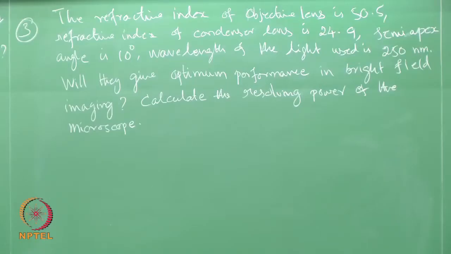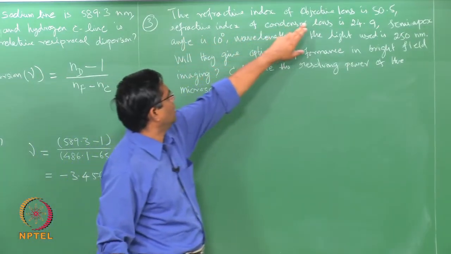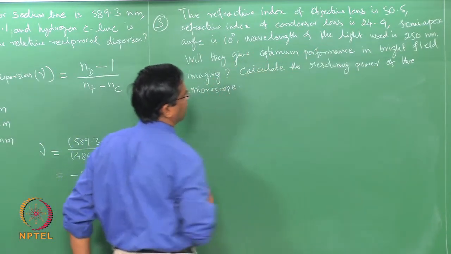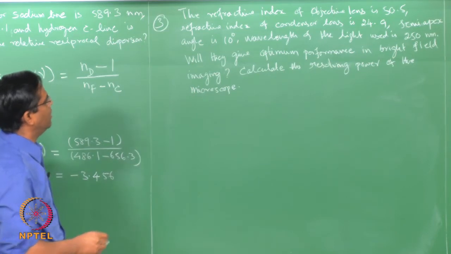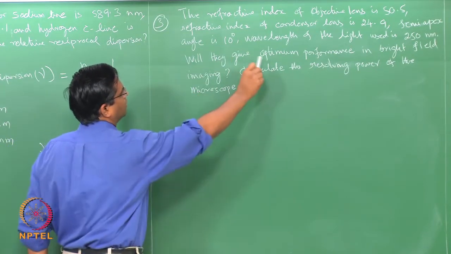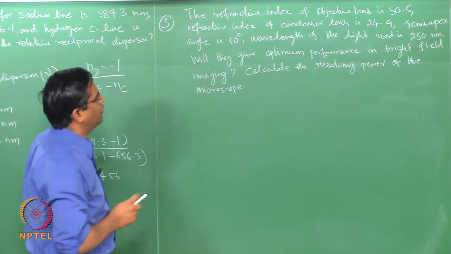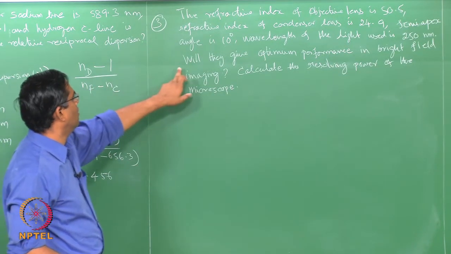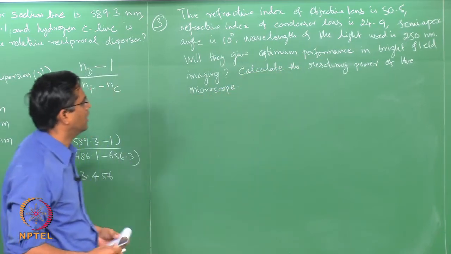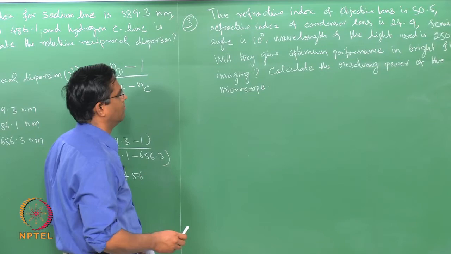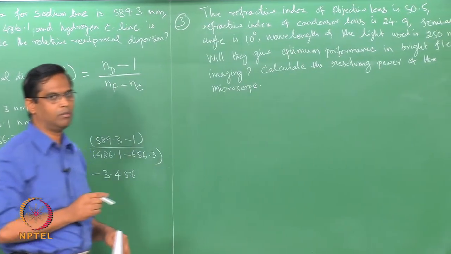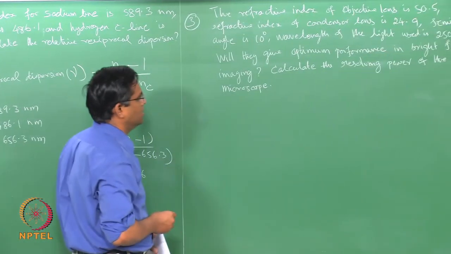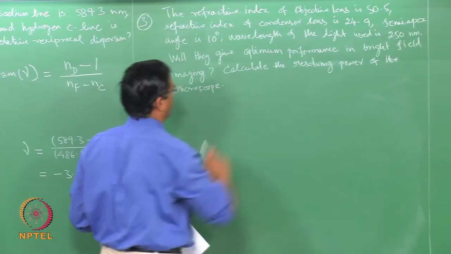The problem is, the refractive index of the objective lens is 50.5 and the refractive index of condenser lens is 24.9 and semi apex angle is 10 degree, wavelength of the light is 250 nanometers. If all these parameters, belonging to a microscope, give optimum performance in the bright field imaging, will they give optimum performance in the bright field imaging? Also calculate the resolving power of the microscope.